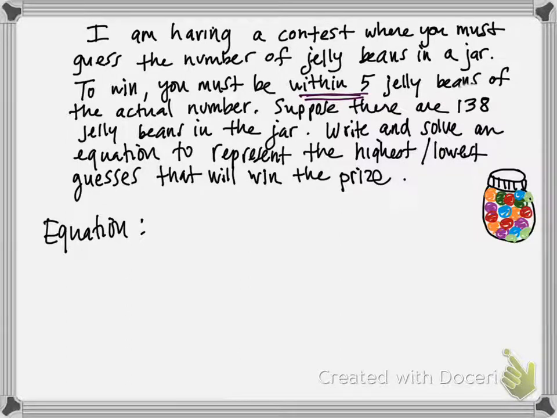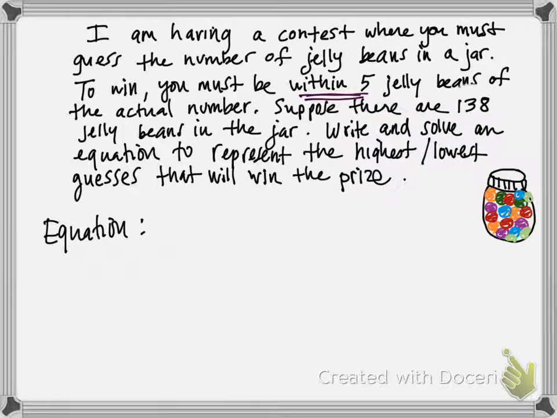This scenario can be represented as an absolute value equation. So the scenario is, I'm having a contest where you must guess the number of jelly beans in a jar. To win, you have to be within 5 jelly beans of the actual number. So suppose there's 138 jelly beans in the jar. Can you write and solve an absolute value equation to represent the highest and lowest guesses that will win the prize?